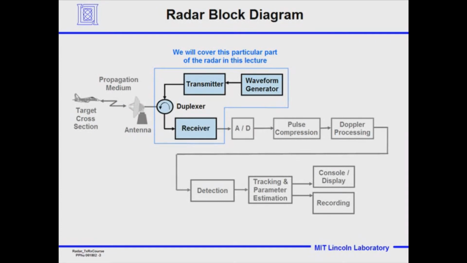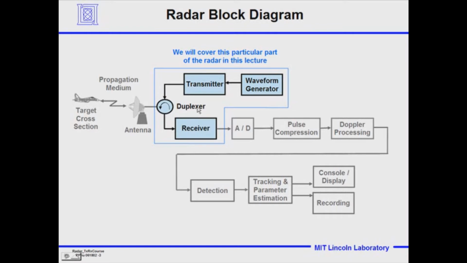Okay, well, here we are, back again for the 10th time at our block diagram. You can see highlighted in this box the sections of the radar system that we're going to talk about today. The waveform generator, where we generate the signal for the first time. It's amplified in the transmitter and then goes out through a device called a duplexer.